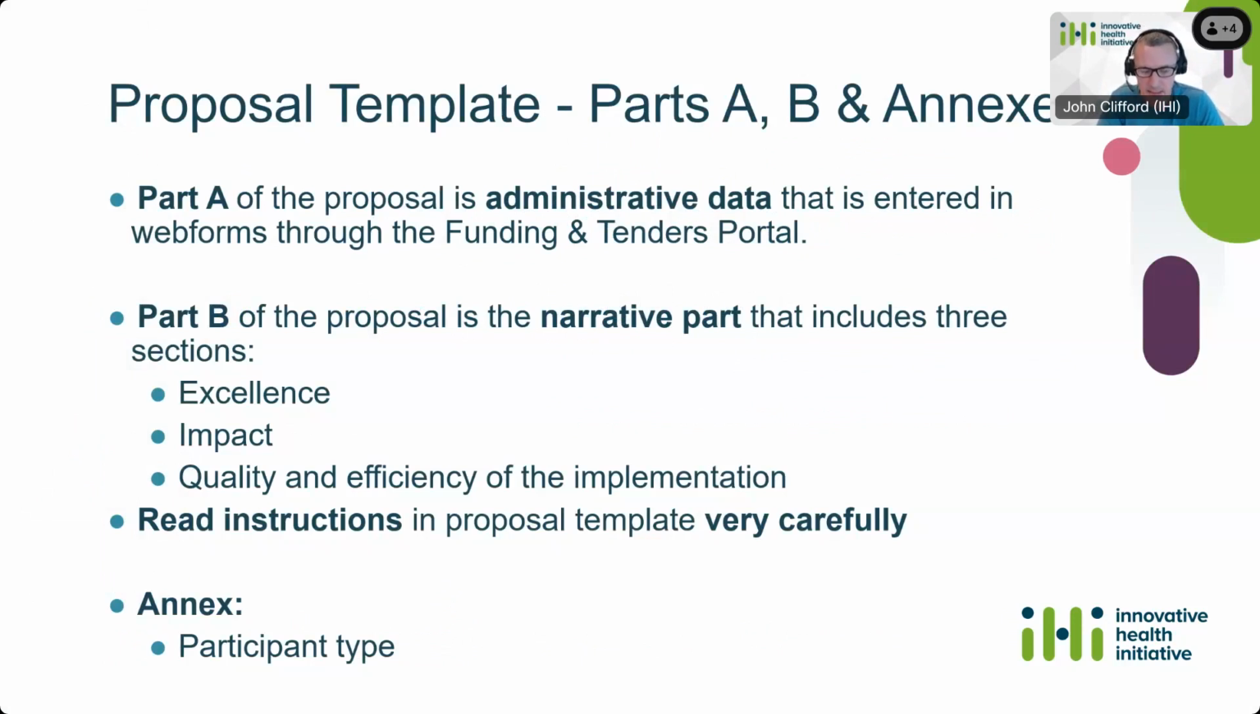Part A is completed on the funding and tenders portal and includes all of the administrative data. Part B is the narrative part of the proposal and includes sections on excellence, impact, and implementation. The Part B template includes instructions under each section. Please, when preparing your proposals, read the instructions carefully in the template.